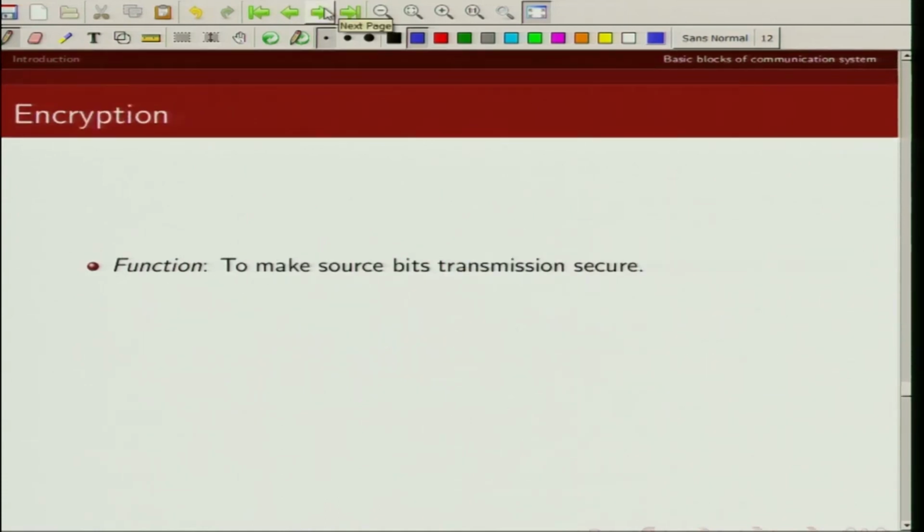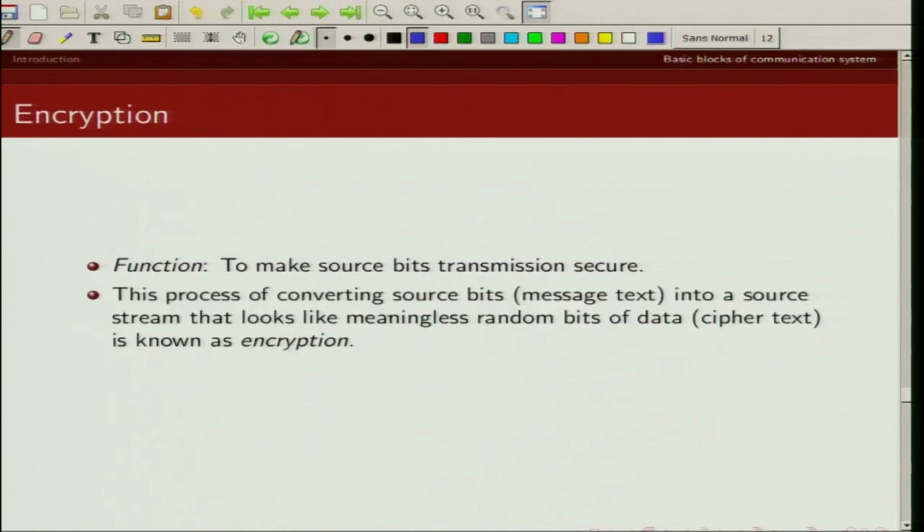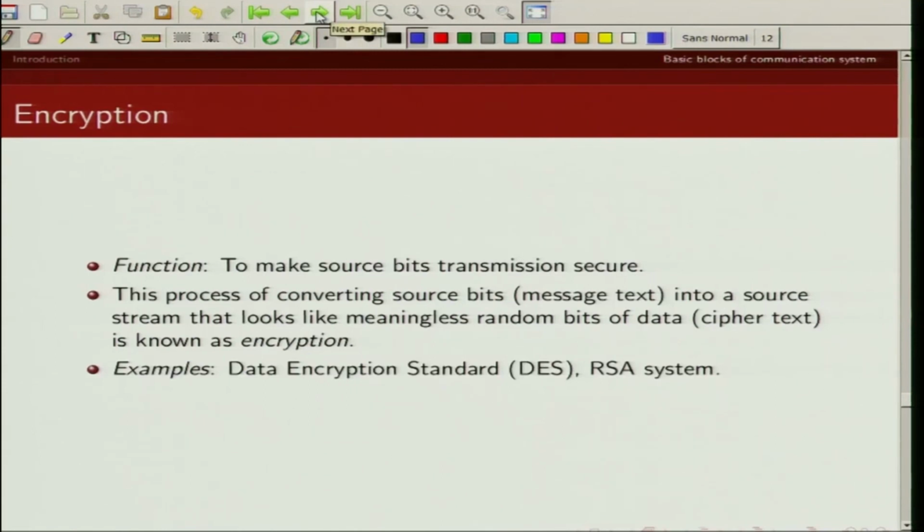Encryption, as I said, the idea of encryption is to make the source bits secure. So we convert these source bits into what looks like meaningless data, which we call ciphertext. This process of converting your message text into some random looking text, which we call ciphertext, is known as encryption. We would not talk about encryption in this particular course. Some examples of encryption are the Data Encryption Standard and the RSA system.